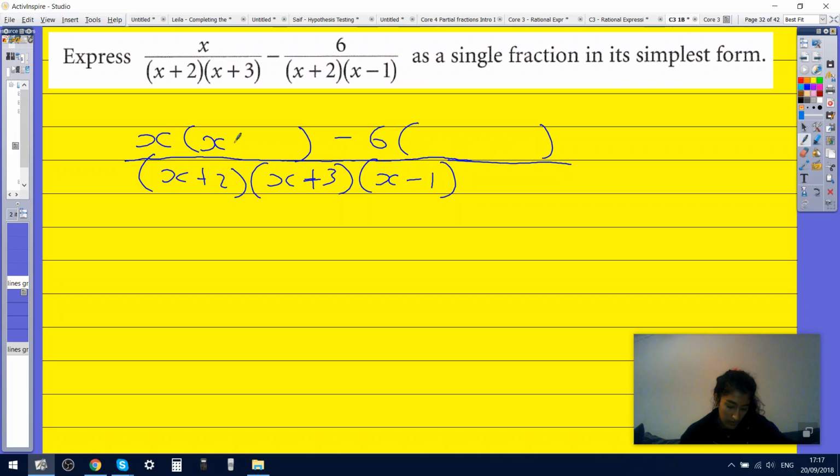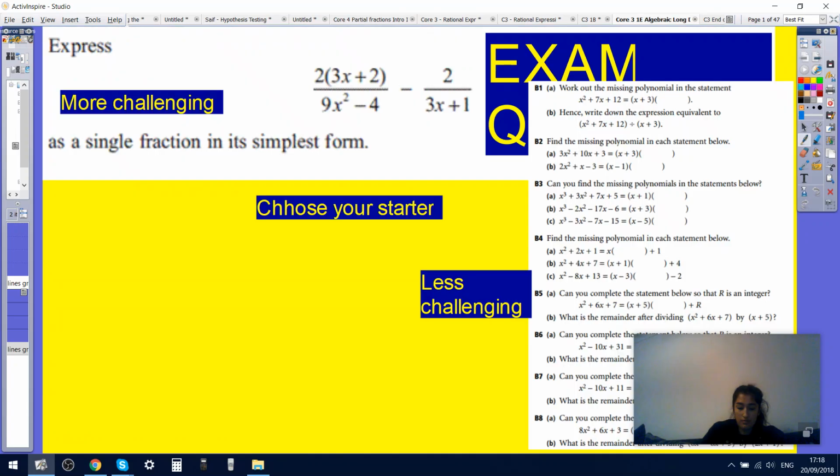Okay. Next thing. So this is an exam question. How could you factorize the denominator? Which denominator? That one. Yeah. Take out... Well, you've already done it.